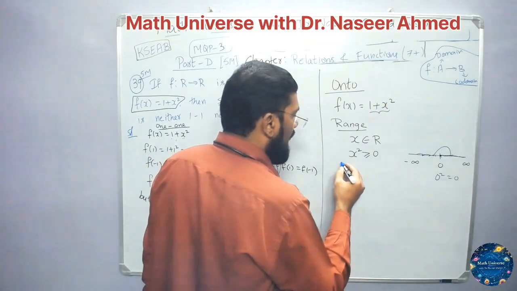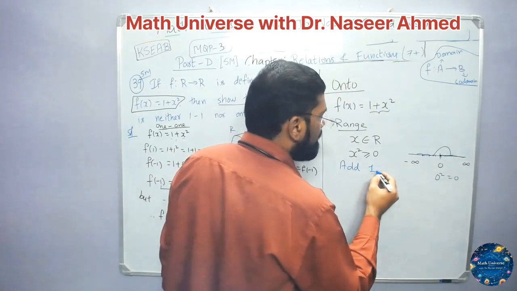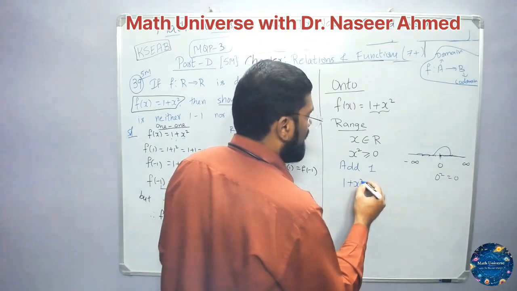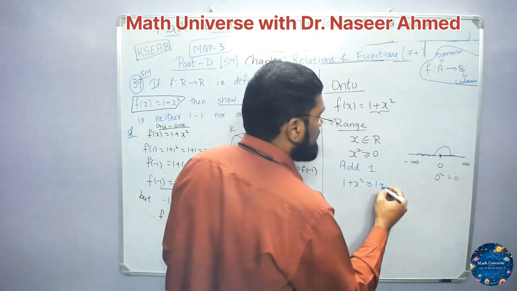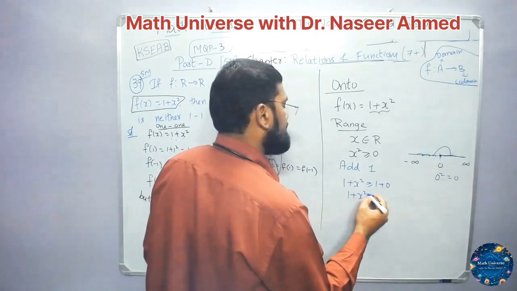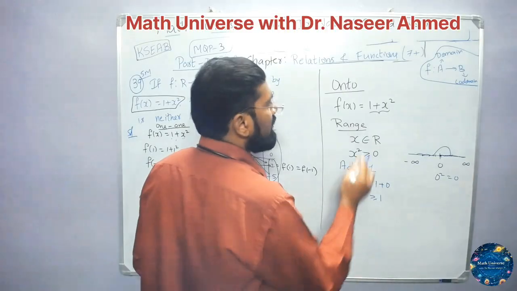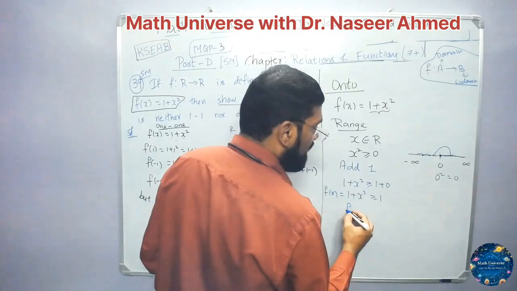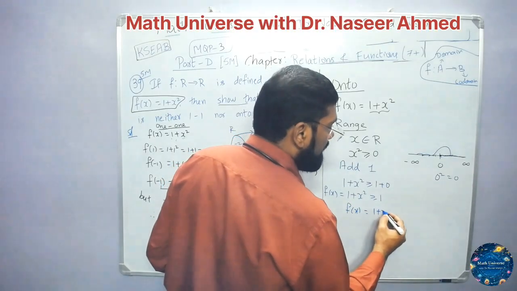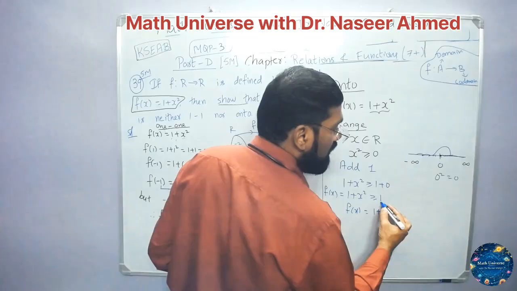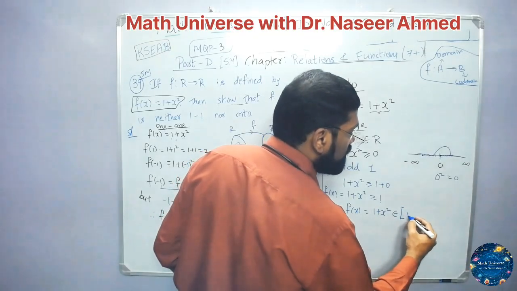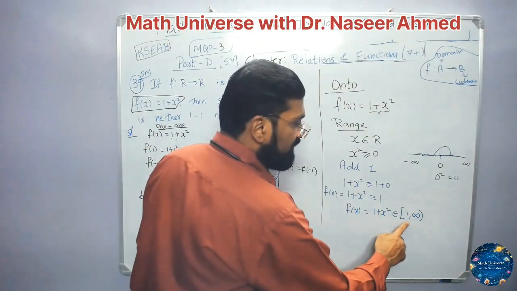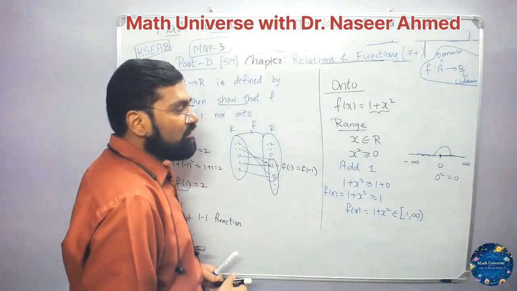I want 1. Okay, add 1. When I add 1 on both sides, we are going to have 1 plus x square greater than or equal to 1 plus 0. Or I can say 1 plus x square is greater than or equal to 1. And don't forget, this is f of x. So f of x is equal to 1 plus x square. This belongs to more than or equal to 1, nothing but 1 to infinity. So the range of the function is from where to where? Closed interval 1 to infinity.